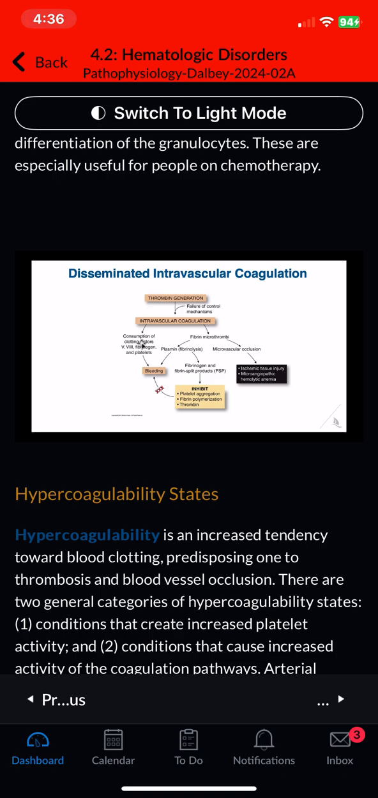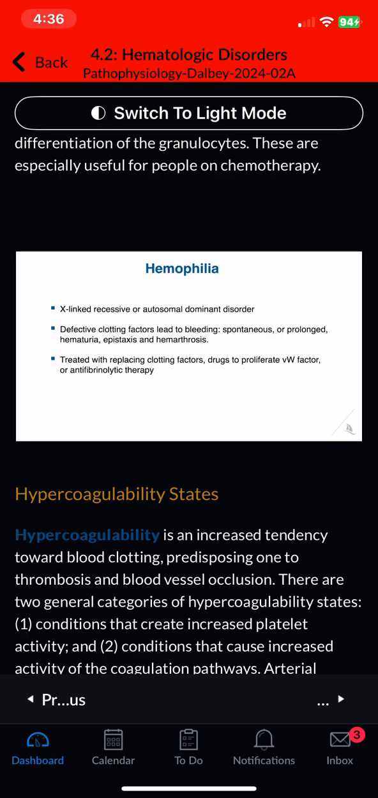So we have to address the underlying cause or trigger of the disorder. If a patient is hemorrhaging, plasma, platelets, red blood cells can be given to try to reestablish hemostasis. In some cases, anticoagulants would also have to be administered along with blood transfusions to help the patient.